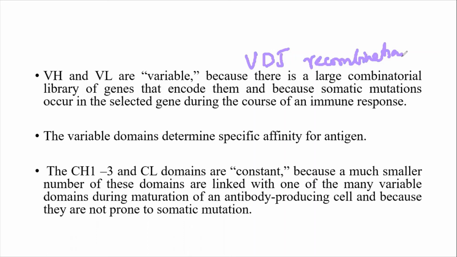Now, variable domains determine specific affinity for the antigens. Now, you have the three constant regions. They are constant because a much smaller number of these domains are linked with one of the many variable domains. What does it mean? It's just saying that they don't undergo any recombination. They are just constant, and that is required because they can bind only to the specific receptors which are present on the host cells.